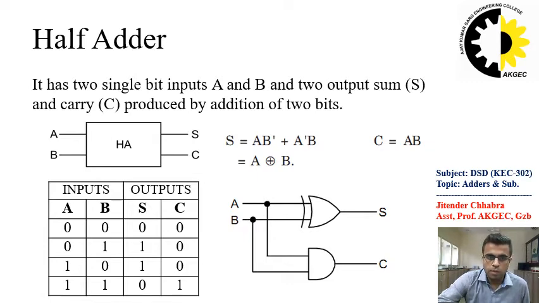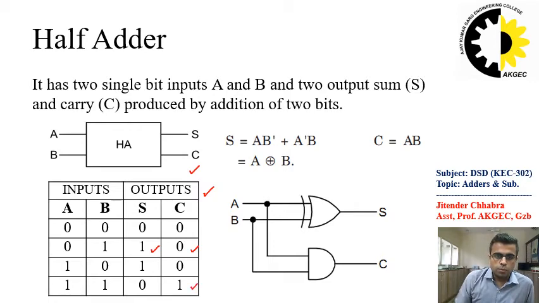So the block level representation of this can be shown by this block diagram, and this is the truth table for this half adder, in which we can see that A and B are the two inputs. When these two inputs are added, 0 plus 0, sum is 0, carry is 0; 0 plus 1, sum is 1, carry is 0; similarly 1 plus 0, sum is 1, carry is 0; and in the last case 1 plus 1, sum is 0, carry is 1.